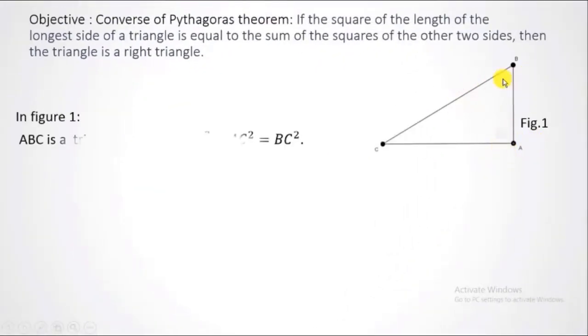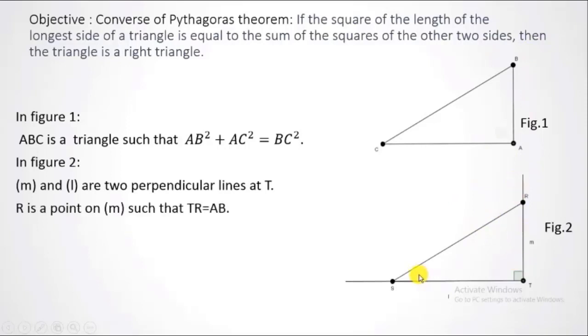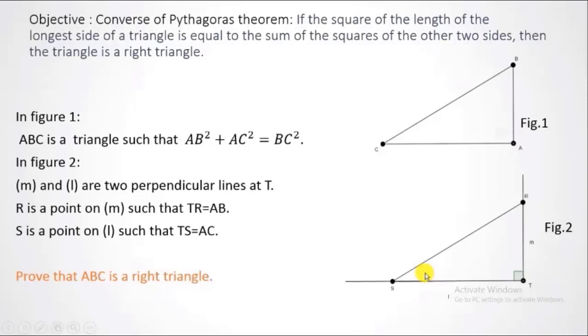In figure 1 to the right, we have ABC, any triangle such that AB squared plus AC squared is equal to BC squared. Also in figure 2 we have M and L, two perpendicular lines at T. R is a point on M such that TR is equal to AB. Also S is a point on L such that TS is equal to AC. So we have M and L perpendicular at T, TR equal to AB, AC equal to TS. We have to prove that ABC is a right triangle.